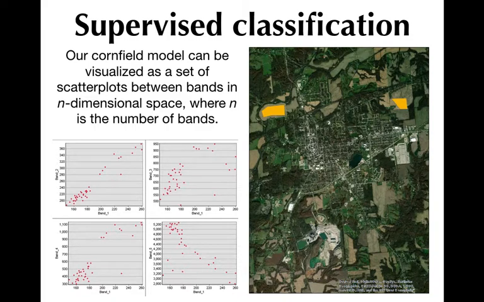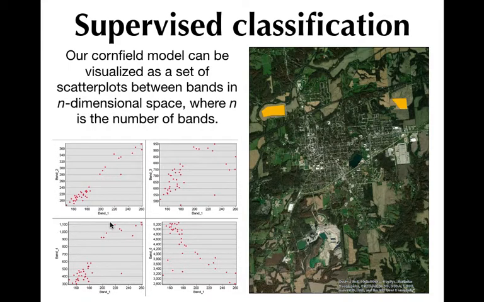Our cornfield model can then be visualized as a set of scatter plots between bands in 7 dimensions, or however many dimensions we have bands. And this is sort of similar to what we did before. We just plot band 1 against band 2, band 1 against band 3, band 1 against band 4 and 5, etc., and do that for all possible pairs of bands. And once we've got scatter plots of all possible pairs of bands, if there's 7 bands, there's going to be 49 plots. 7 times 7.